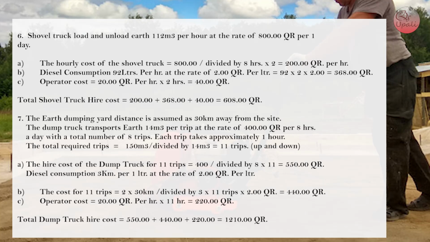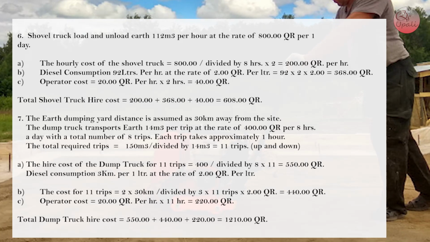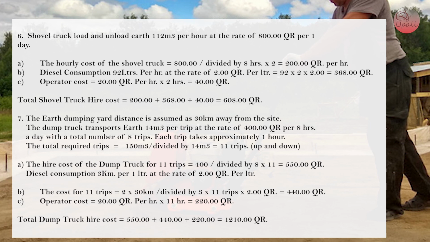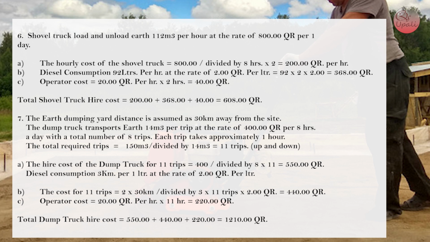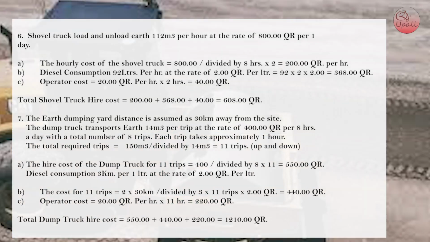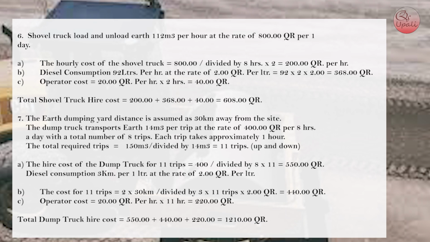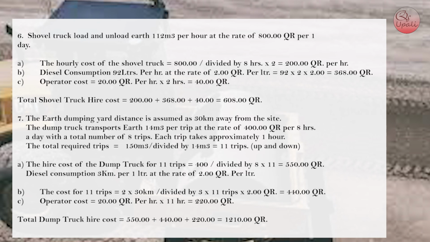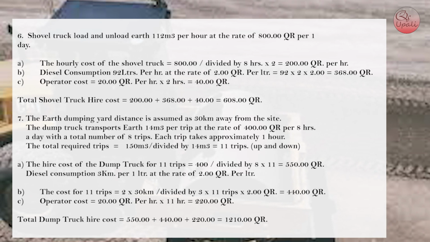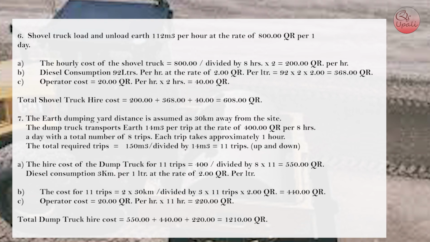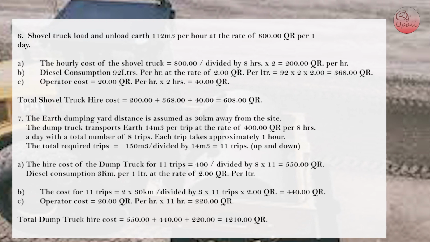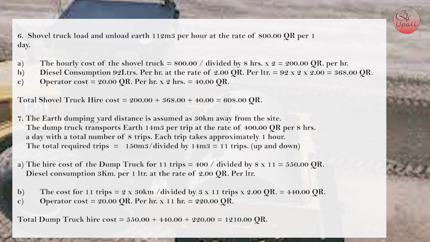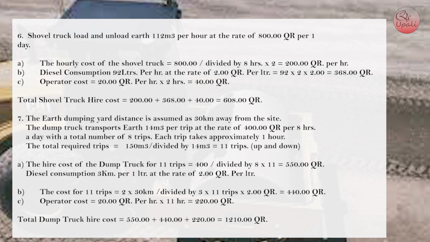The hourly cost of the shovel truck equals 800 divided by 8 hours into 2 equals 200 Qatar riyal per hour. B. Diesel consumption 92 liters per hour at the rate of 2 Qatar riyal per liter equals 92 into 2 into 2 equals 368 Qatar riyal. C. Operator cost 20 Qatar riyal per hour into 2 hours equals 40 Qatar riyal. Total shovel truck hire cost equals 200 plus 368 plus 40 equals 608 Qatar riyal.